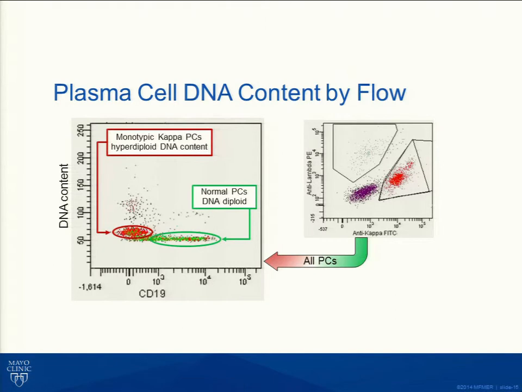and here are the abnormal plasma cells. In this case, they're kappa light chain restricted. They're CD19 negative, and you can see that they have higher fluorescence on the y-axis, meaning that they're hyperdiploid. So we can actually assess DNA content by flow cytometry in these patients.